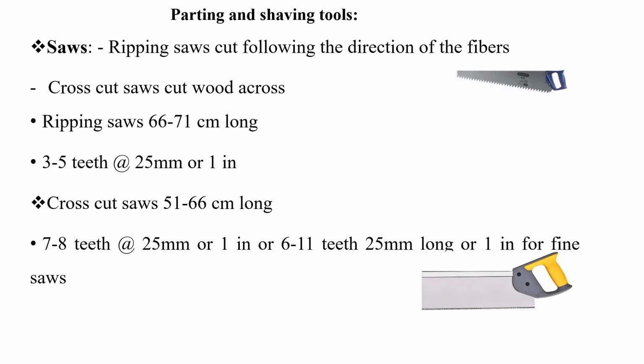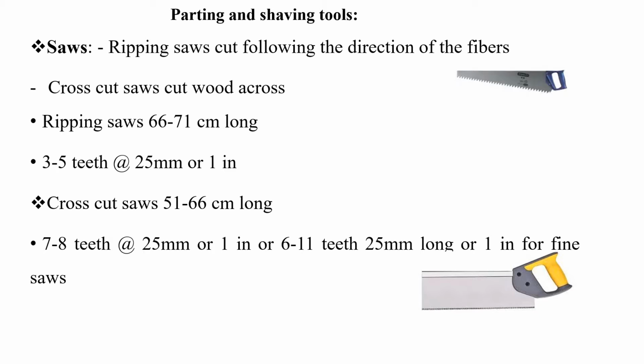This term reaping refers to cutting the timber following the direction of the fibers, or cutting the timber longitudinally, so that is called reaping. But cross cutting is when we are cutting across, meaning we are cutting the fibers into two. And these reaping saws are characterized by their length.